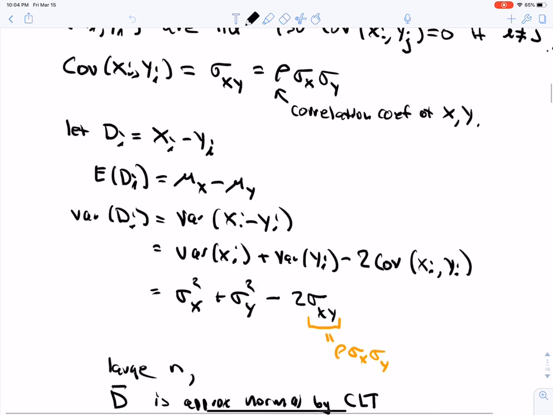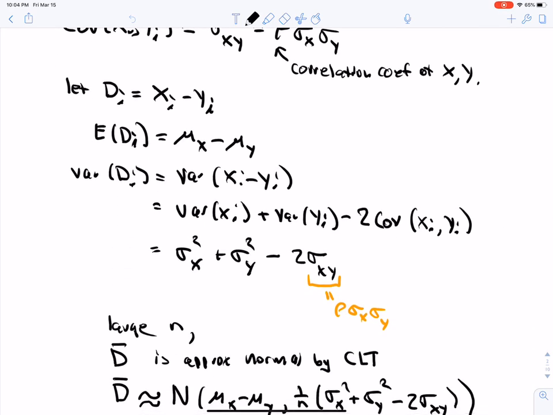So we have the difference of xi, yi, call that di. The expectation of di is then mu x minus mu y, and the variance doesn't distribute across the xi, yi's because they're dependent on one another, so we have to introduce a minus 2 covariance of xi, yi. We have minus because of that minus in front of the yi.